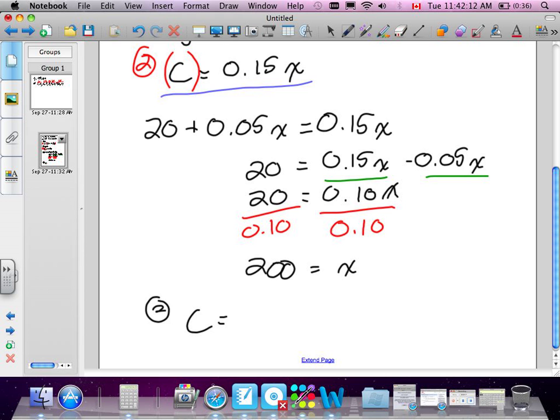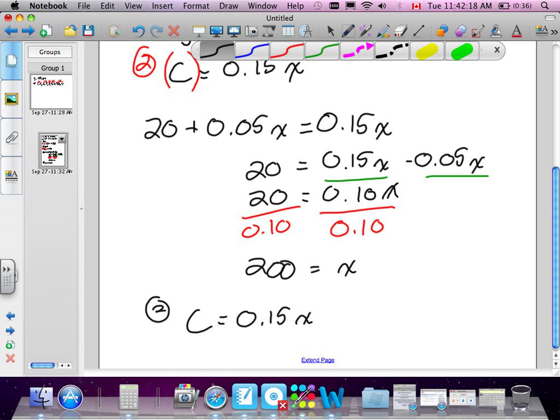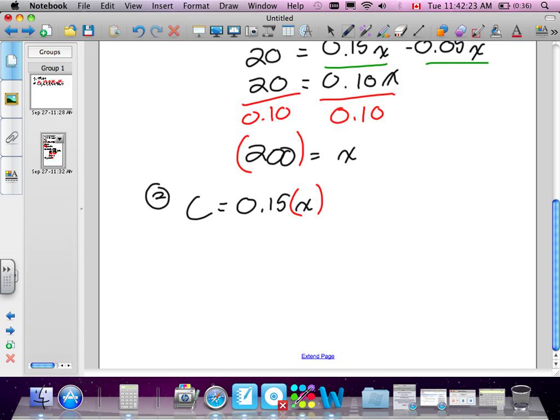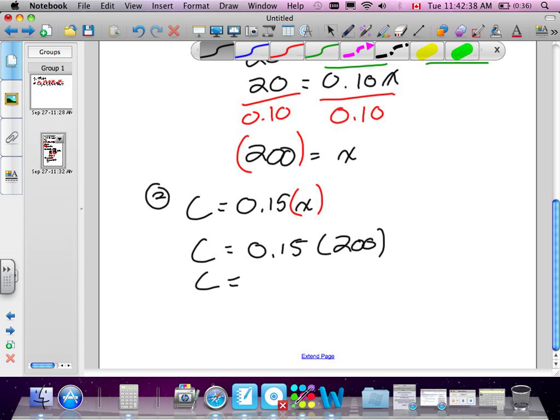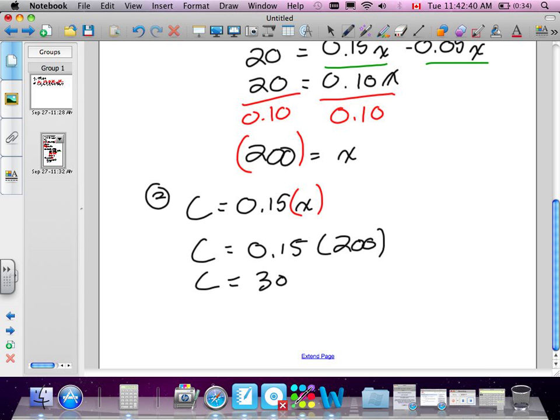So we take our Rogers equation, equation 2. C is equal to 0.15x. And I'm going to plug in for x 200, because that will get me my cost. C is equal to 0.15 times 200. C equals 200 times 0.15, $30.